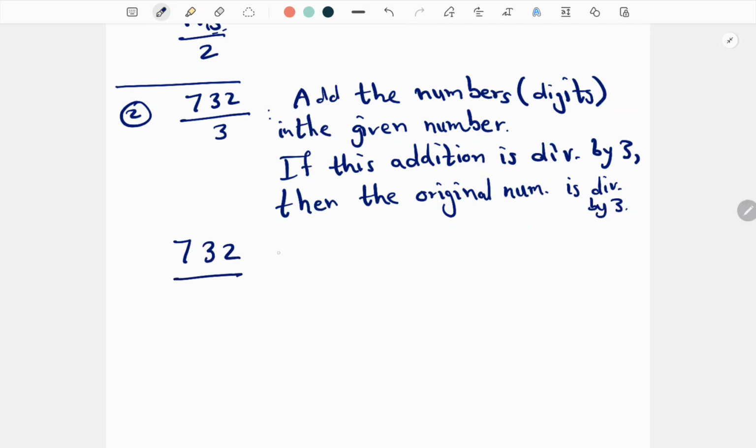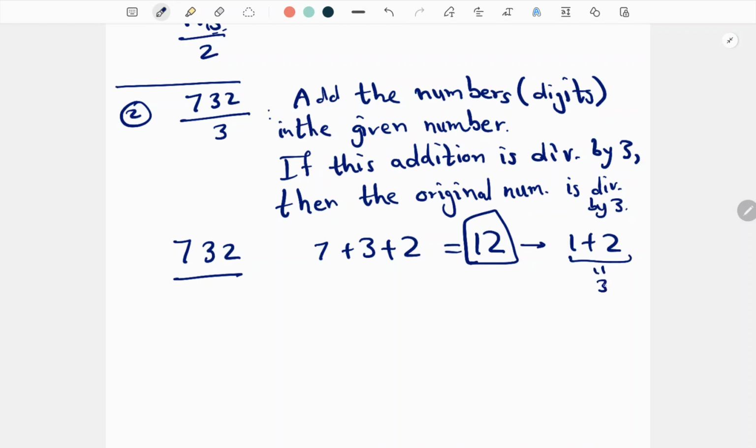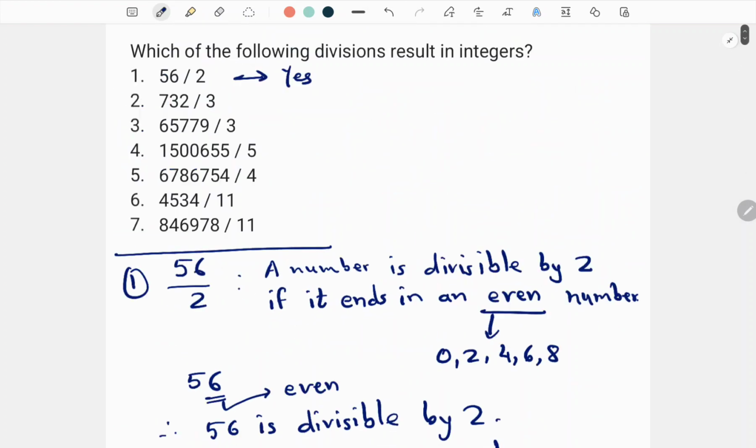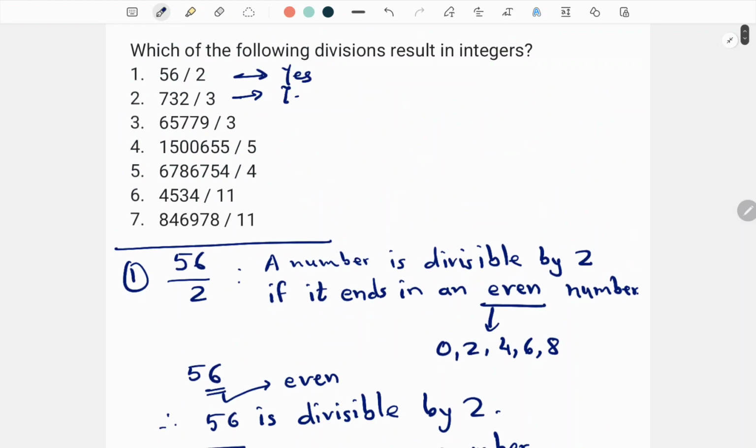732 is our number. So 7 plus 3 plus 2 is 12. And we know that 12 is divisible by 3, or we can again use the rule here. 12 is basically 1 plus 2, which is 3, and that is also divisible by 3. So 732 is divisible by 3, yes.